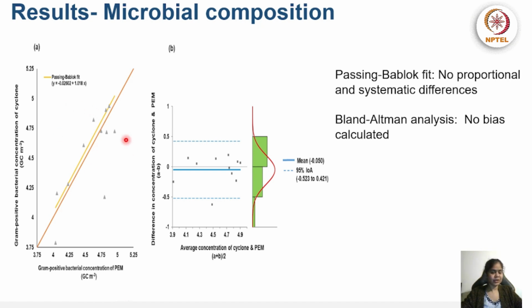But when I did it for gram negative bacteria, as I mentioned, these dots were all over the place, which shows that they have different performance. So they do have a systematic and proportional difference. The next thing we did was see how much bias is introduced. Again, we did the same thing for gram positive as well as gram negative.